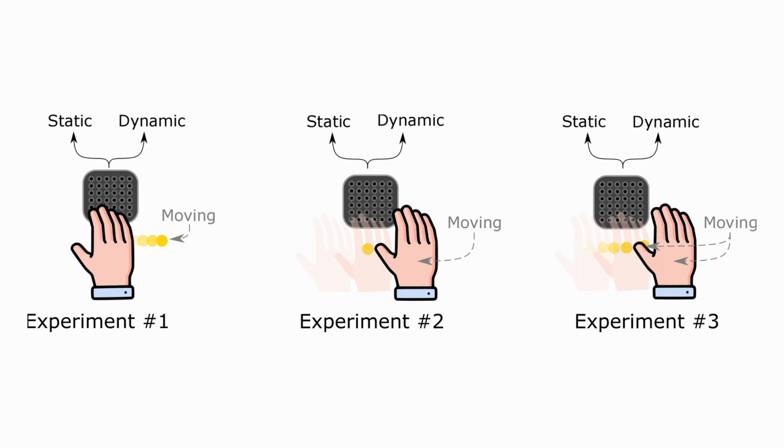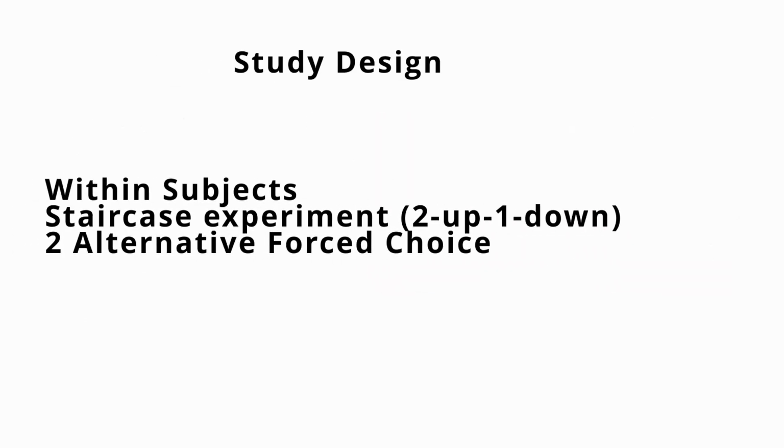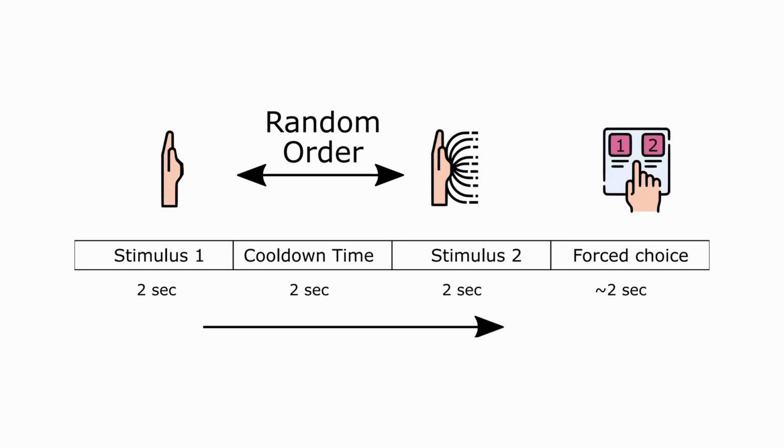In each of the 3 experiments, we evaluated 2 conditions, static versus dynamic array. We used an adaptive psychometric design, more precisely a staircase with a 2-up, 1-down design and a 2AFC task. This means that individuals were exposed to ultrasound stimuli with varying intensities based on their detection rate.